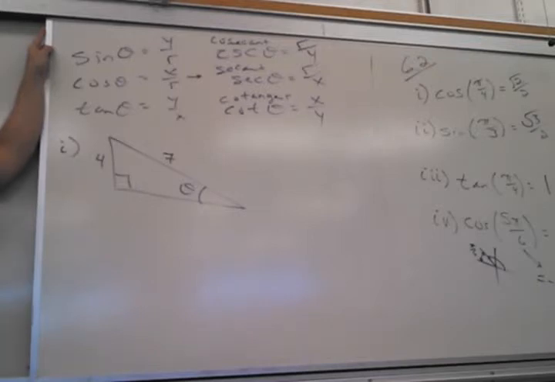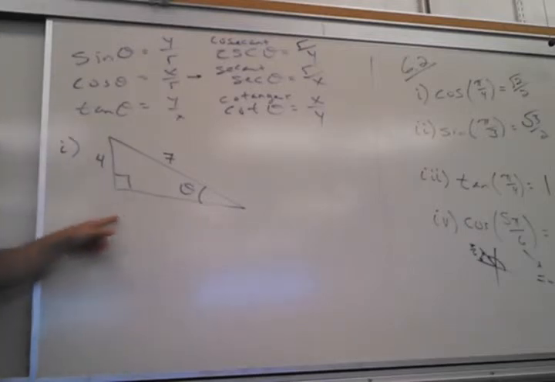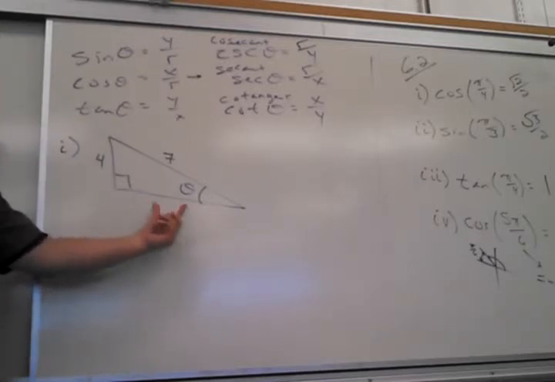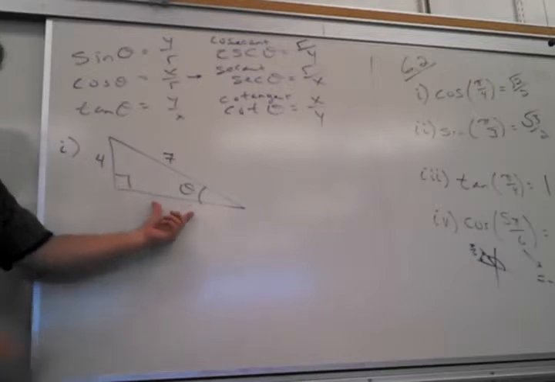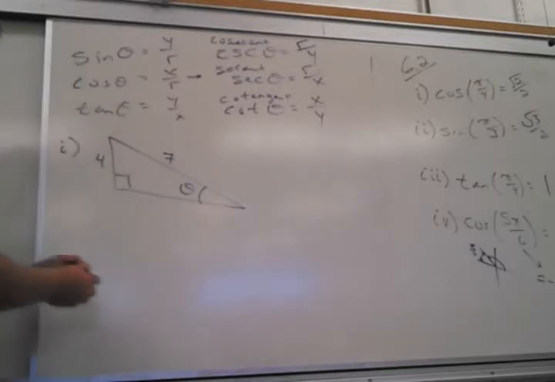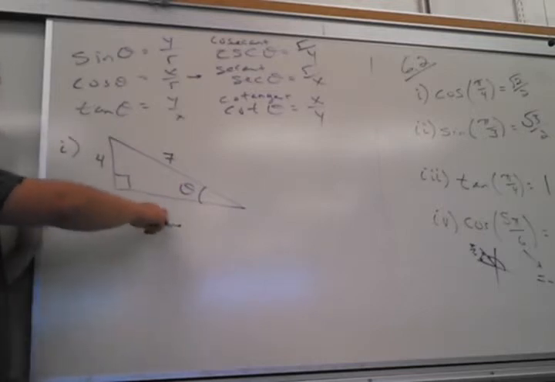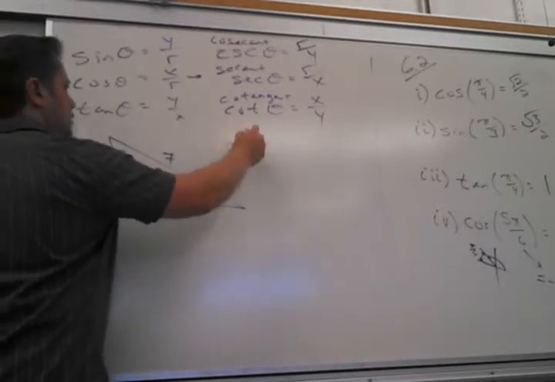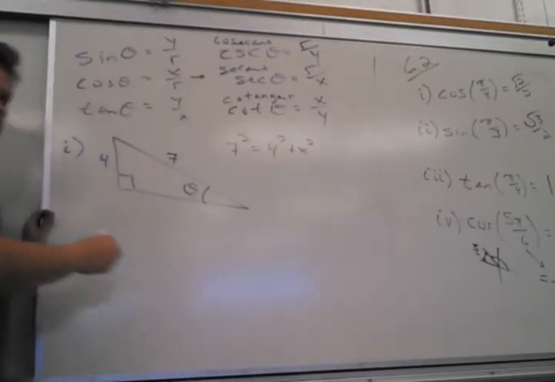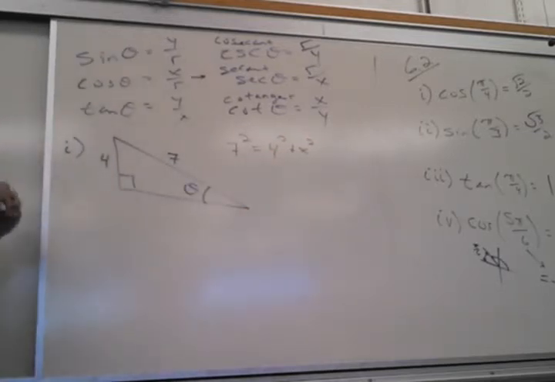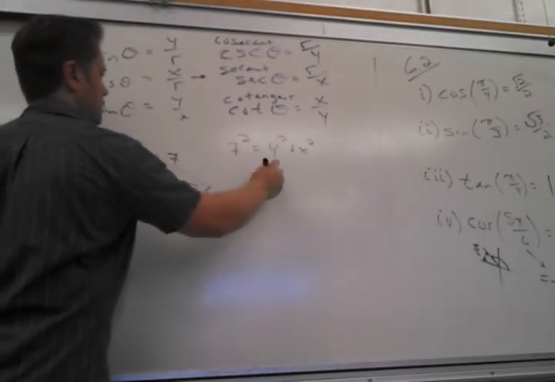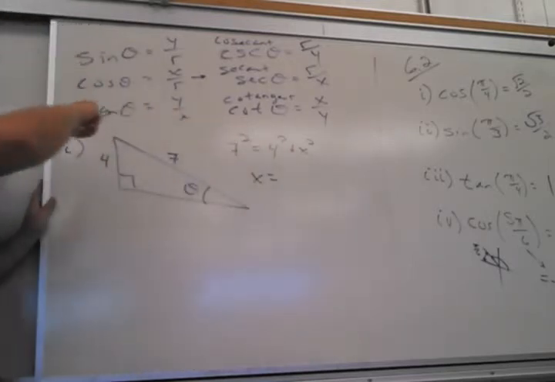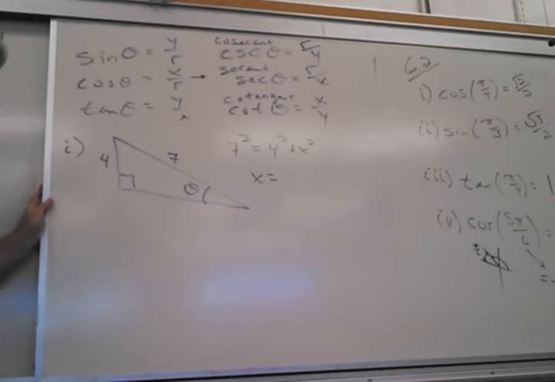Well, let's do it this way. We're just starting to talk about this. What do I have to do before I can find all 6 trig function values? Find the x side, right? I can't make cosine or secant unless I know this side. Or tangent, cotangent. So, how do I figure this out? Pythagorean theorem. So you get 7 squared equals 4 squared plus x squared. So x equals 49 minus 16, 33. Square root of 33.